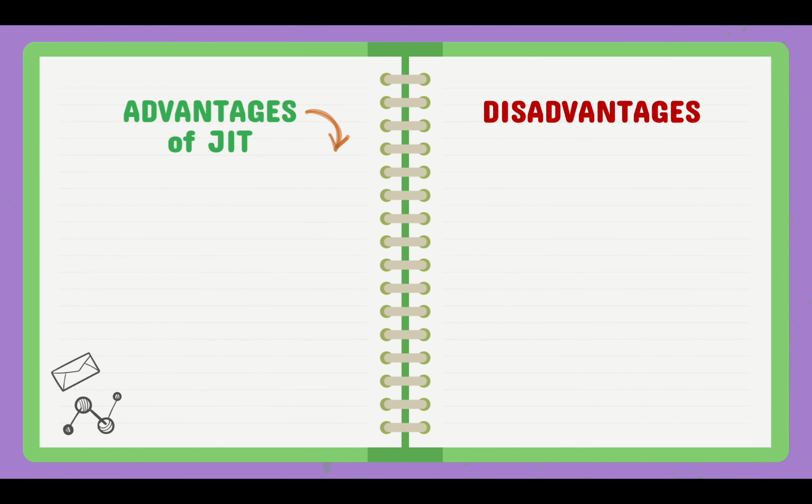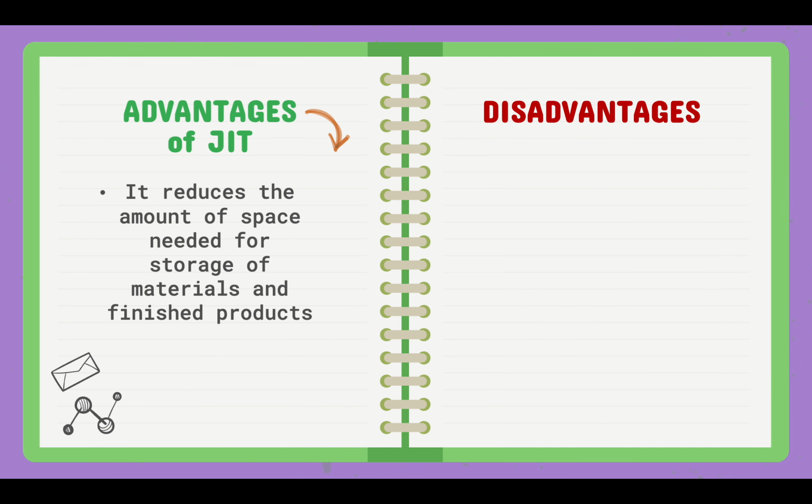Let's look now into the different advantages and disadvantages of just-in-time systems. One advantage is that it reduces the amount of space needed for storage of materials and finished products, which in turn saves money because you don't need to rent out huge warehouses. It also means that there is less money being tied up in materials that aren't being used.